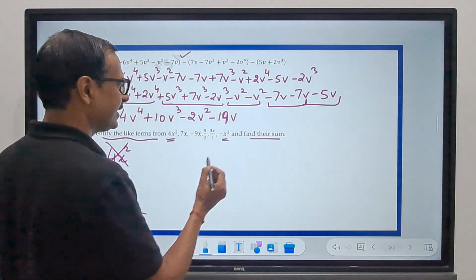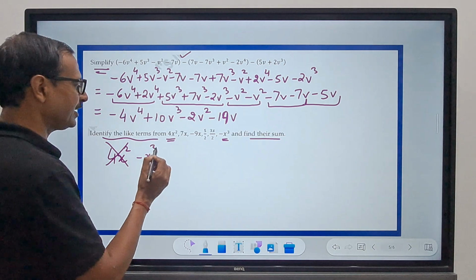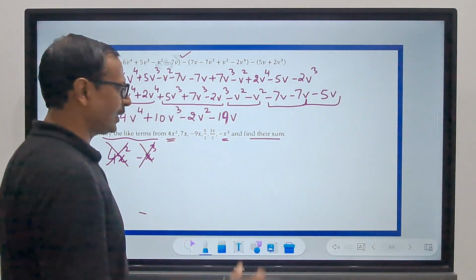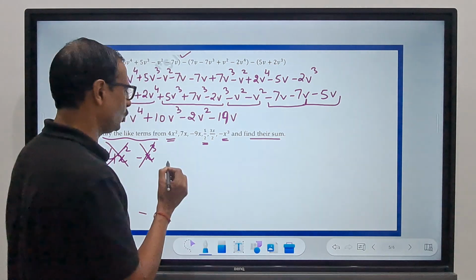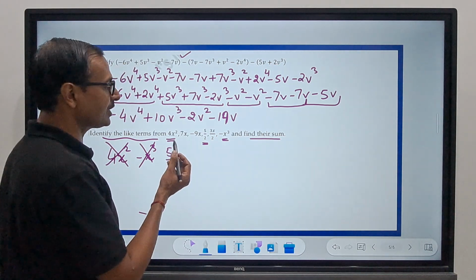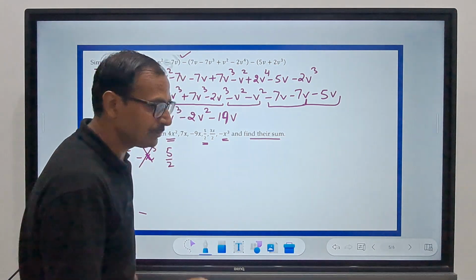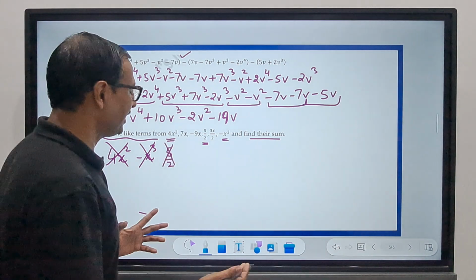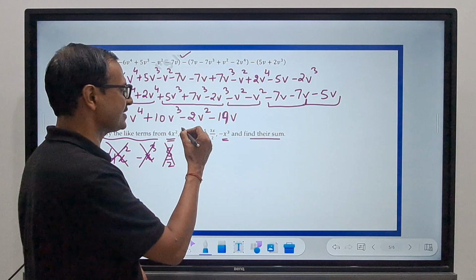Let's see this minus x cube. Is there any term containing x cube? Oh no, so rejected. There is no like term. 5 by 2 is a constant term. Is there any other constant term which does not contain the variable? No. So rejected. And let's now look at the other ones.